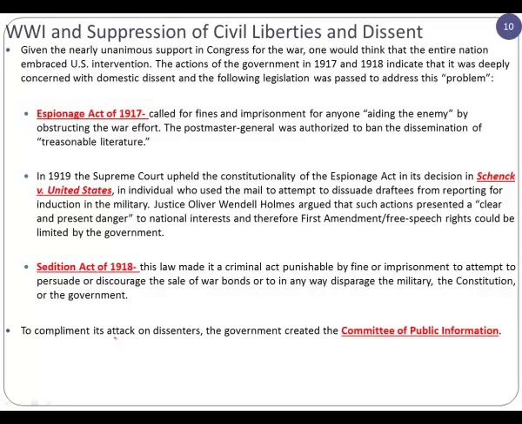Suppression of civil liberties and dissent. Now, this is kind of going into that realm of martial law. Is it necessary to filter your society for the betterment of society as a whole? Is it necessary to silence the minorities to protect the masses? Is what we're looking at here. Okay, the Espionage Act called for fines and imprisonment for anyone aiding the enemy or obstructing the war effort. Okay, more along the lines of censorship with the distribution of treasonable literature, anything that is against the war. You're considered committing treason against your country.